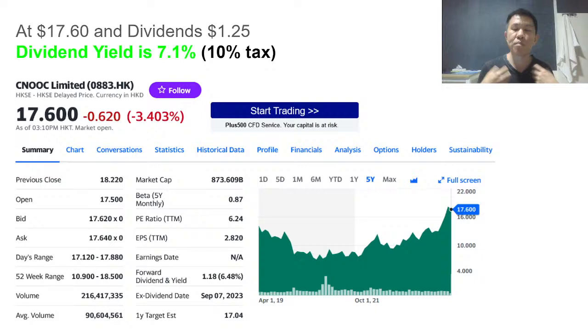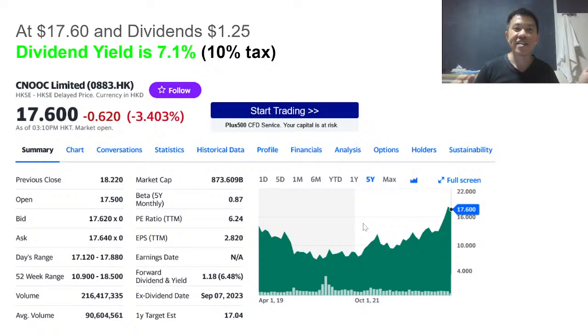But oil is not productive. Oil doesn't generate dividends, whereas CNOOC is an oil company. So it gives you oil exposure, but it generates dividends. If you look at the 5-year chart, you see that the stock price actually behaves like oil. When we had the 2020 lockdown period, oil prices crashed, so the stock price also crashed. Now we have two wars. We have the Russia-Ukraine war, we have the Middle East war. So oil prices and gold prices are on the high side, so the stock price is also on the high side. So the correlation, right?